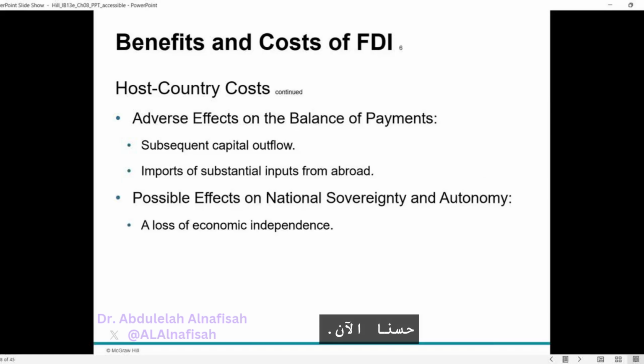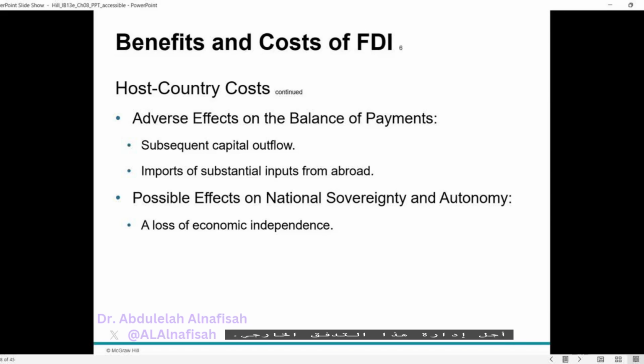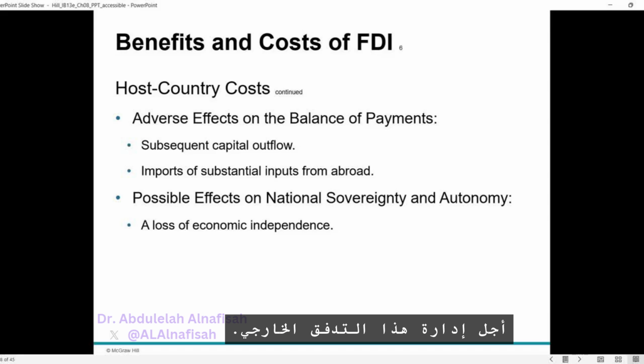Now, adverse effects on the balance of payments. Host countries face two main concerns regarding the impact of foreign direct investment, FDI, on their balance of payments. Firstly, while FDI initially brings in capital, subsequent earnings repatriation to the foreign parent company leads to capital outflows. Governments may restrict these earnings repatriations to manage this outflow.